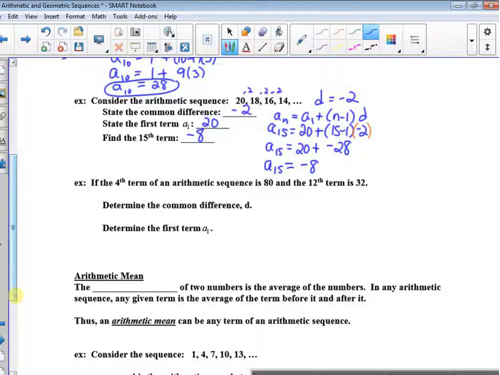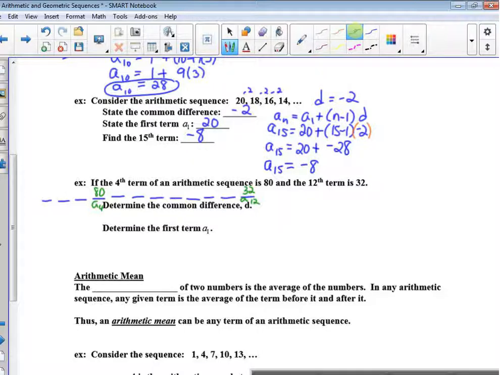So if you take a look here, the fourth term of an arithmetic sequence is 80, and the 12th term is 32. So I kind of started to list these out. So I have 1, 2, 3, 4, 5, 6, 7, 8, 9, 10, 11, 12. So the fourth term is 80. 1, 2, 3. So this is 80, and this would be a sub 4. And the 12th term is 32. 5, 6, 7, 8, 9, 10, 11, 12. So that's a sub 12.